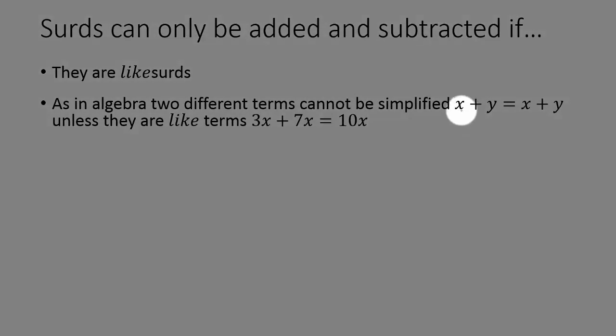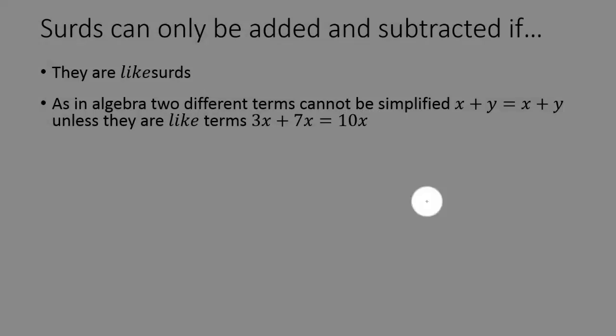So where we have x plus y, these are not like terms. So x plus y simply equals x plus y. We can't simplify it in any way because x and y are different terms. However, if we have something like 3x plus 7x, these two are said to be like terms. They're both x's. So 3 plus 7x is the same as 10x.